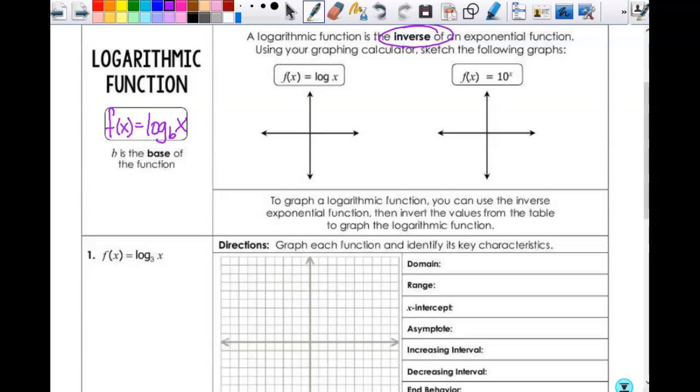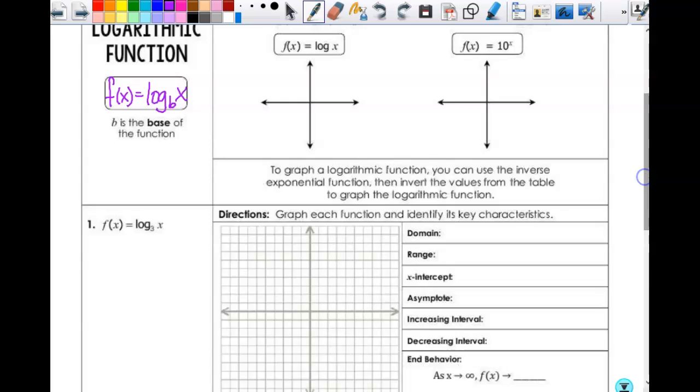It says using your graphing calculator. Obviously we're not doing that. We don't need to use a calculator at all. You need to be able to do this without a calculator. You need to take those words out. So let's graph the exponential first because we already know how to do those. Well, you should know how to do the others too.